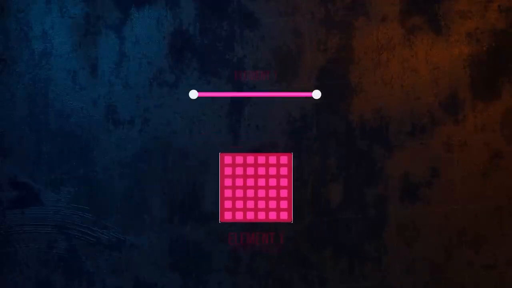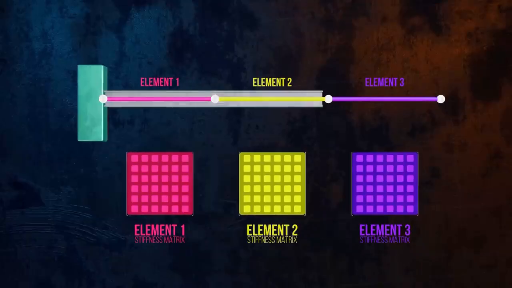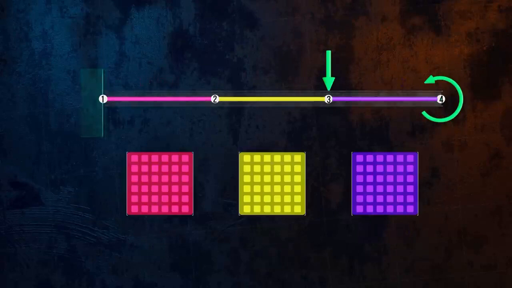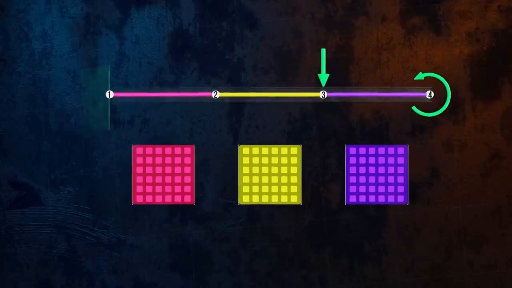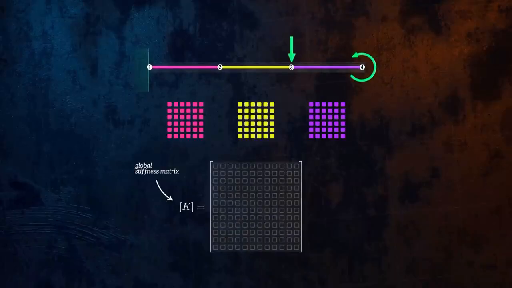This is just one element, but our overall mesh will be made up of many more elements. Let's look at a simple example where we have a mesh made up of 3 2D beam elements that we're using to model a cantilever beam. We can assemble the individual stiffness matrices for all of the elements in our mesh into a huge global stiffness matrix that defines how the entire structure will displace when loads are applied to it.